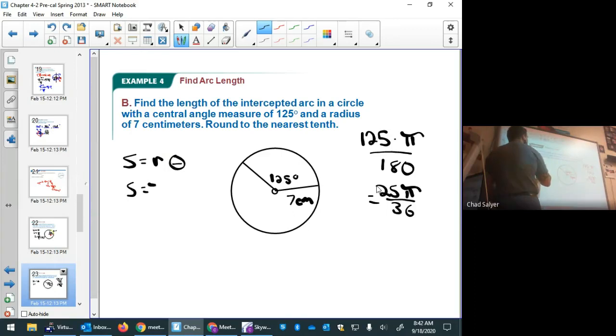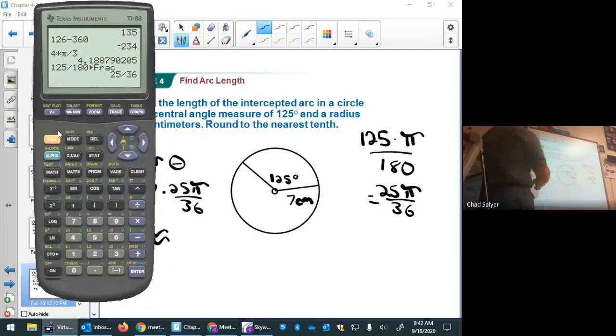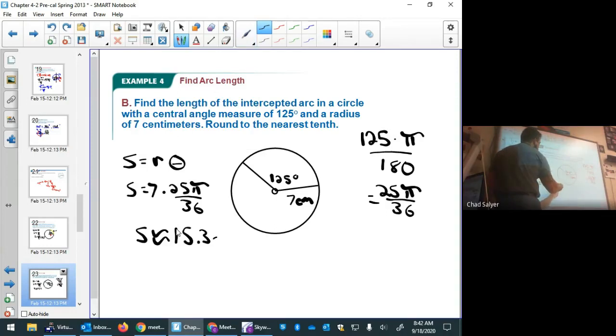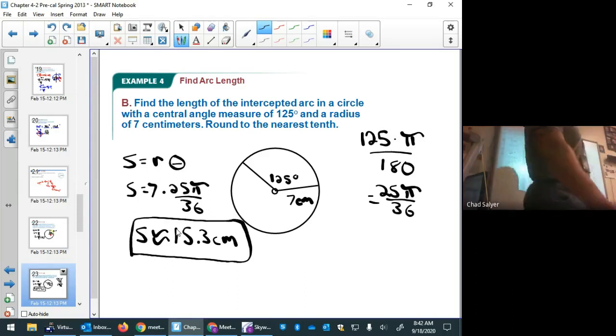So S equals 7 times 25 pi over 36. And we're going to approximate that to the nearest tenth. So we multiply this times 7 times pi, we get 15.3 to the nearest tenth. And it's in centimeters this time. Don't forget your units at the end. So, finding the arc length.